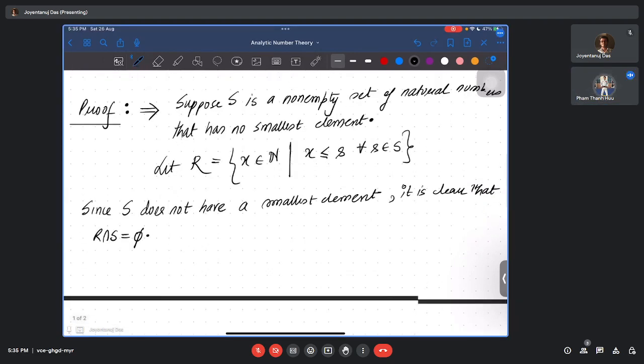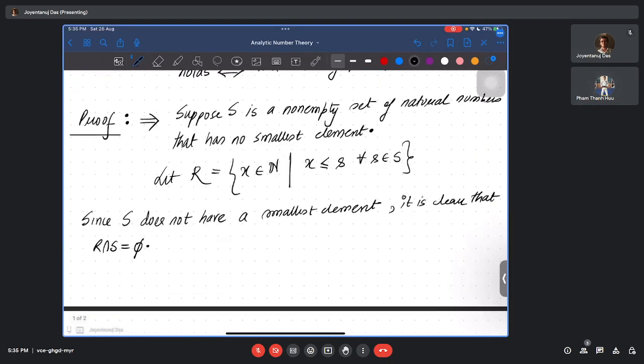So also we can see that 1 belongs to R, right? Because S is a non-empty set and 1 is the smallest element in the whole natural numbers, the positive integers. So R must contain 1, because 1 is less than or equal to every positive integer, right? So 1 belongs to R.